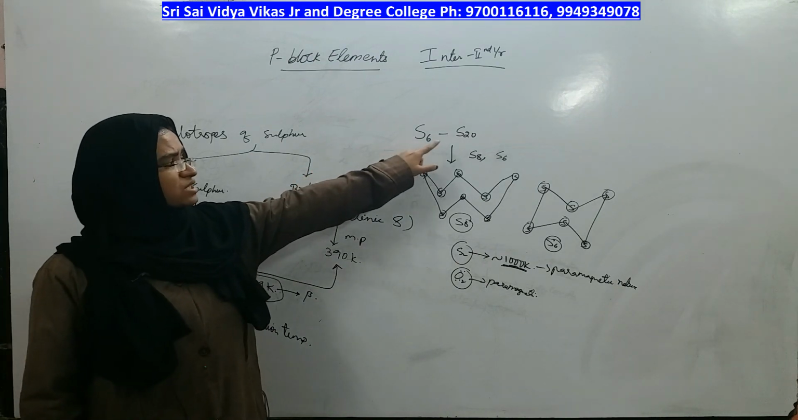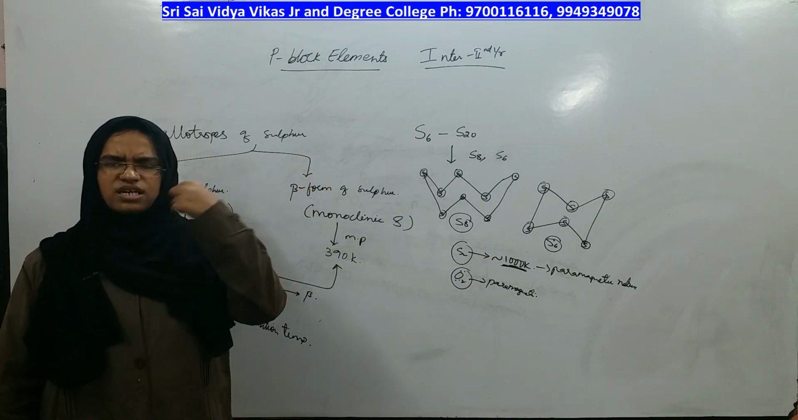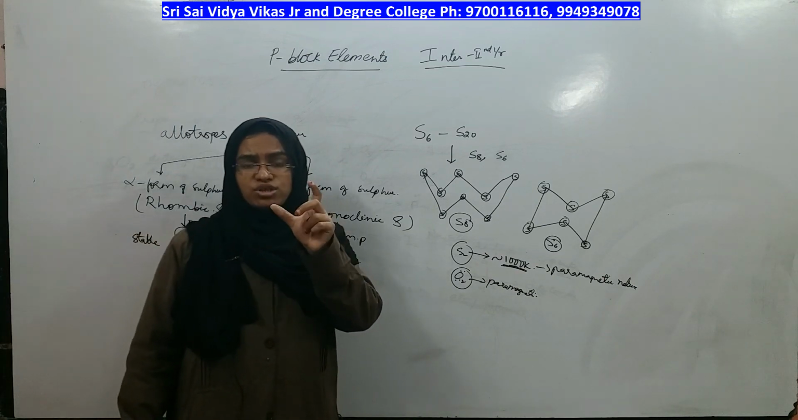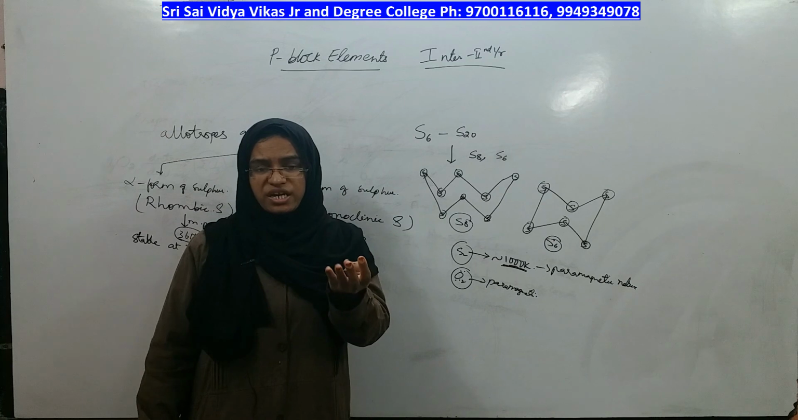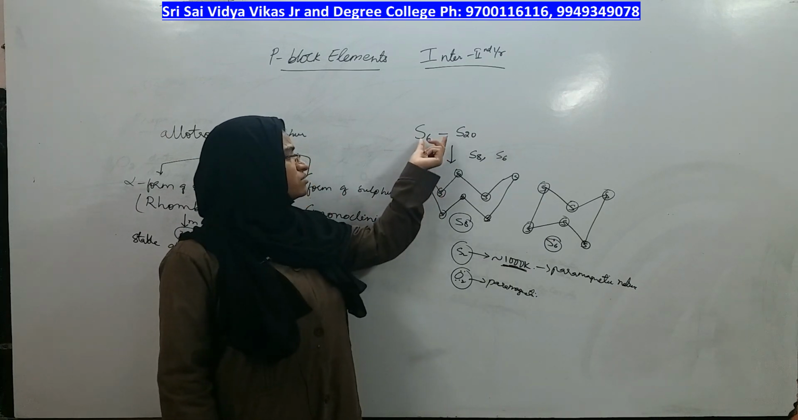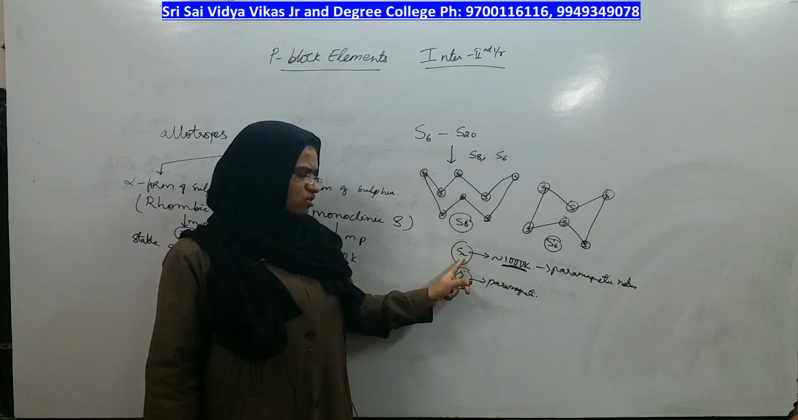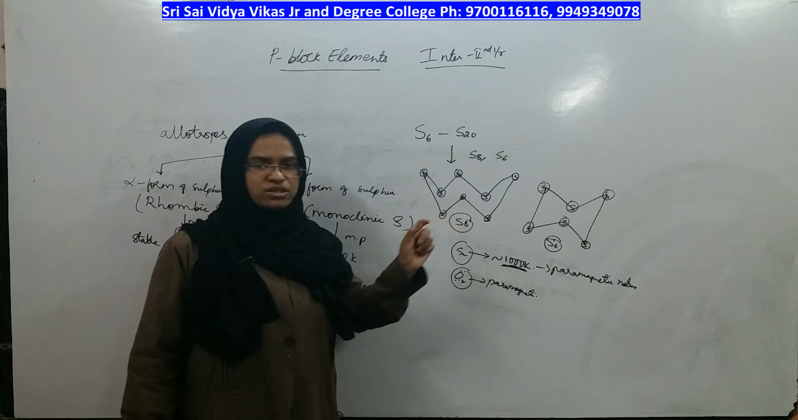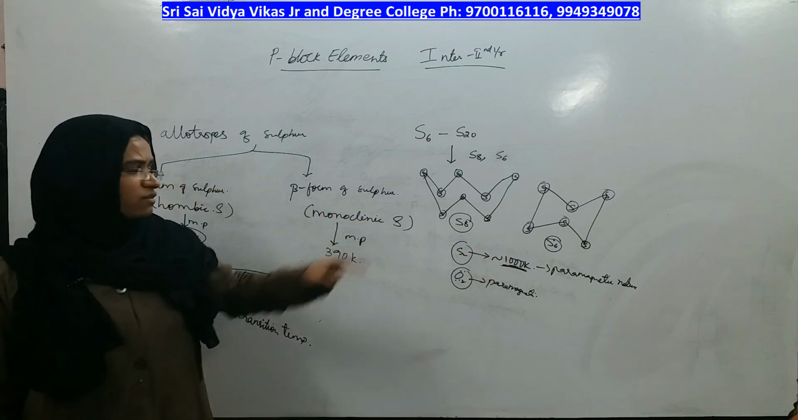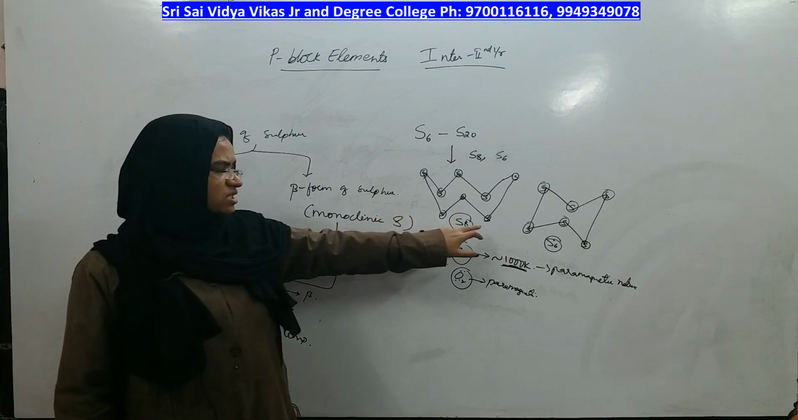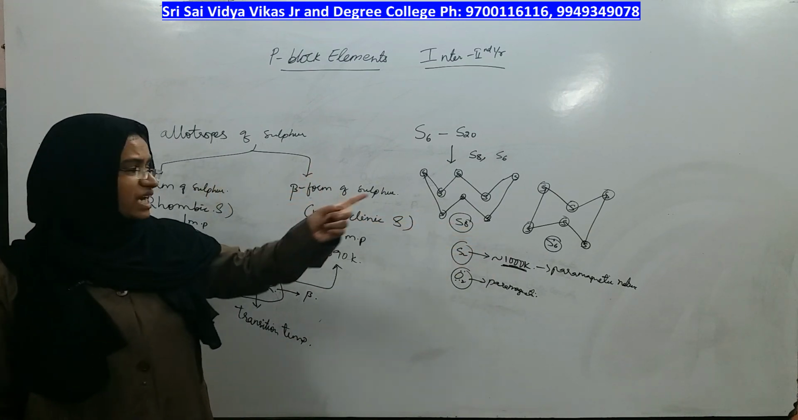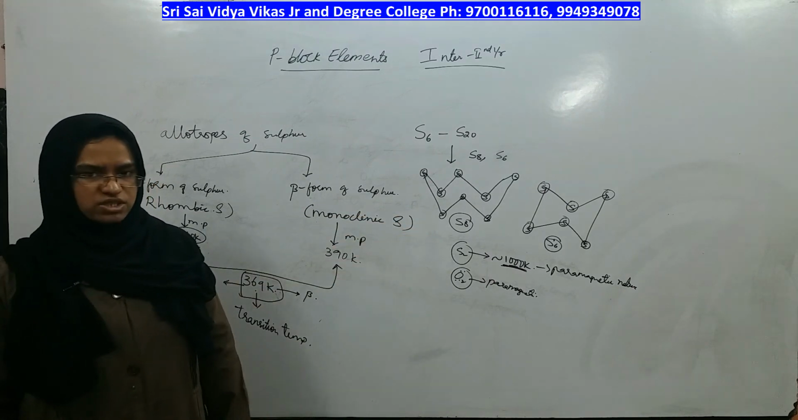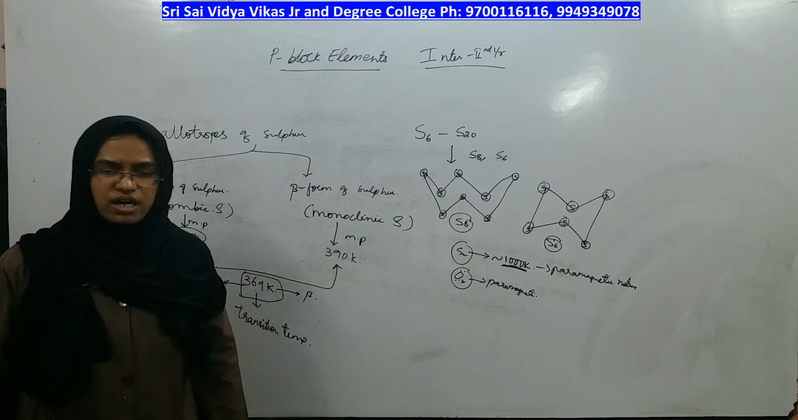S6 to S20 is the normal range. S6, S7, S8, S9, so many are possible. But the most stable ones which can be isolated and studied are between these two. This is not a stable molecule, it is unstable. It can be stable only at this temperature, therefore it is special. What is the normal range? S6 and S8. What is the shape of S8? Crown shape. What is the shape of S6? Chair conformation, right? So these are about allotropes of sulfur.